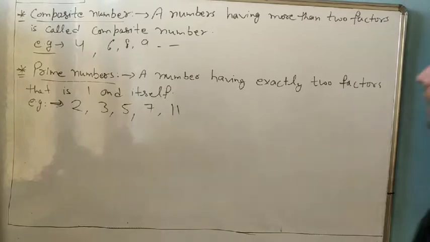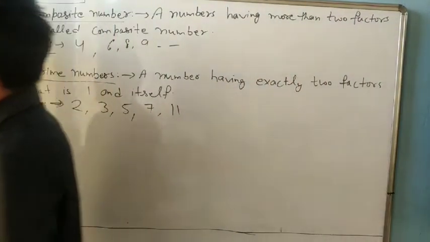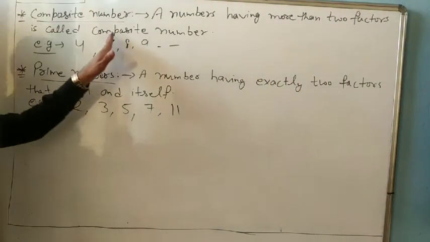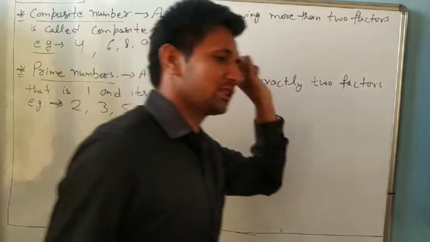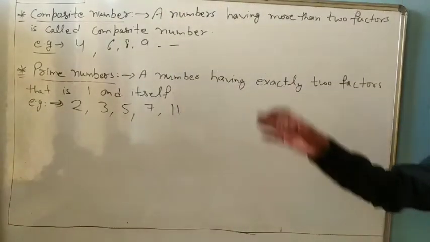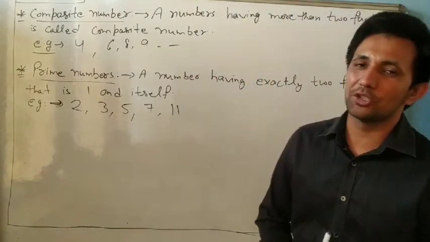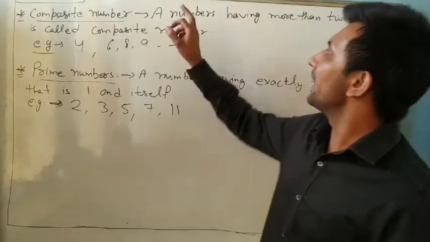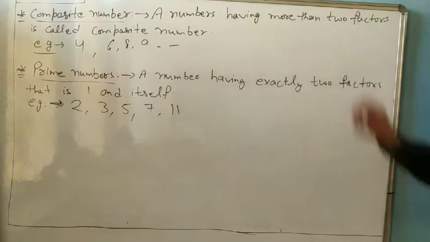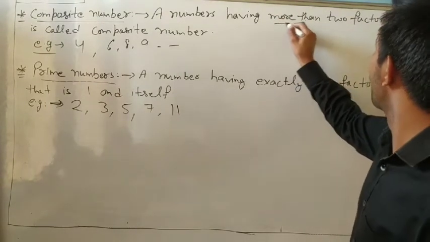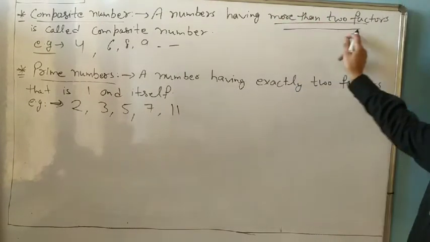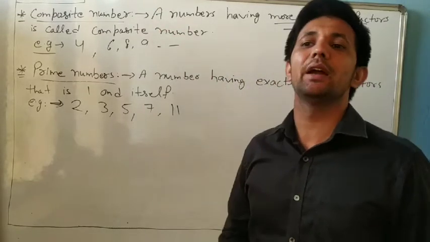Yes. Now we will start our next exercise 1.2. First, these are very important. From the 6th class, we are learning them. What is a composite number? What is a prime number? So what is a composite number, dear? Note it down. A number having more than 2 factors. More than 2 factors is called a composite number.